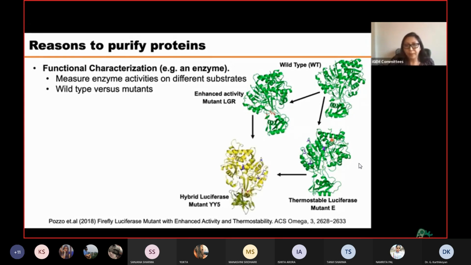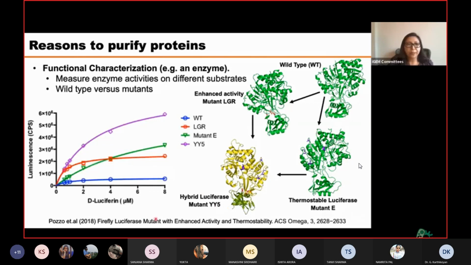So what we did was put together these two mutations reported previously by other scientists, and we created the hybrid luciferase called YY5, and we measured the luminescence. This is the luminescence, which means how intense the light was. We used different substrate concentrations here, because we wanted to have little substrate but really long light. Here we compare all the mutants, and as you can see, YY5 was the best because, using really little substrate, it could produce brighter light.